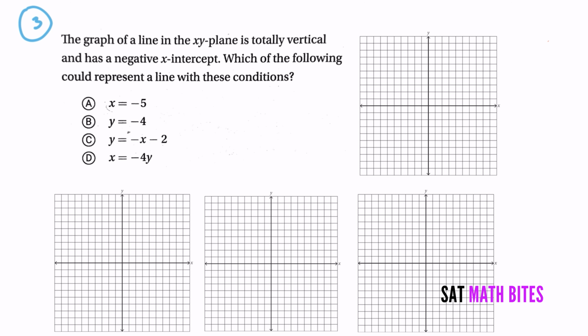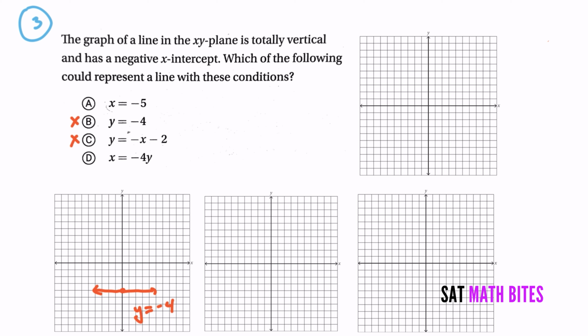Okay, in problem number 3, we have to look for which one of these graphs is totally vertical and has a negative x-intercept. Before we look at the right answers, let's look at the wrong answers. y equals negative 4. That's a horizontal line, so we go 4 spaces down on the y-intercept. And so that'd be a horizontal line right here. That's y equals negative 4. We can see that there is no x-intercept, and we can see that it's not vertical.